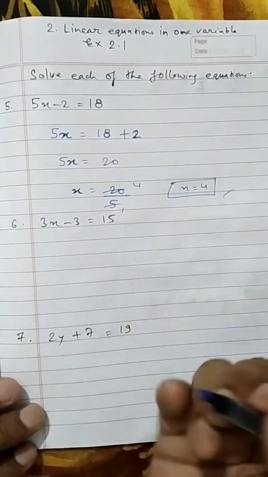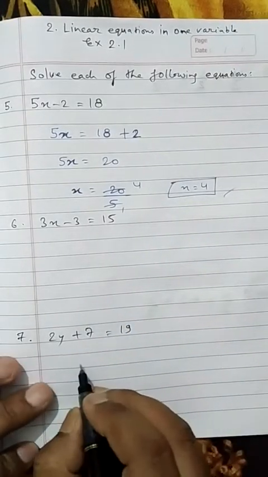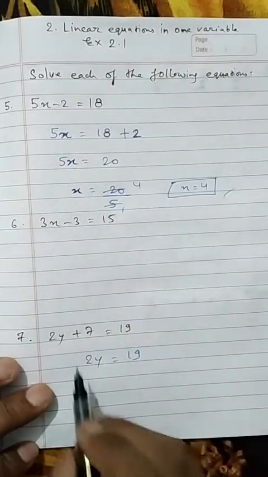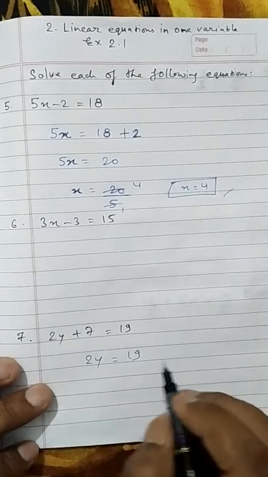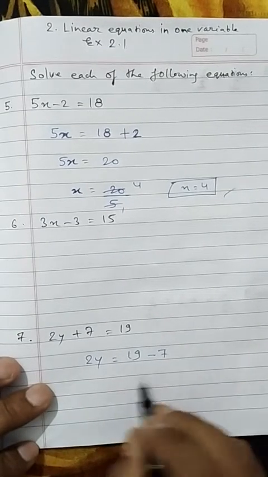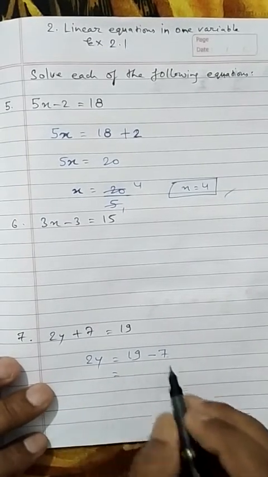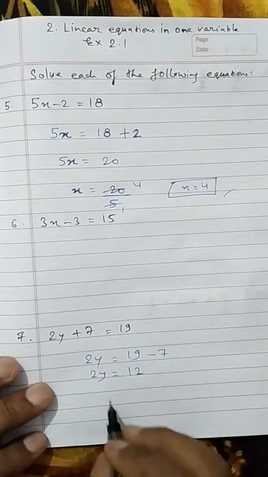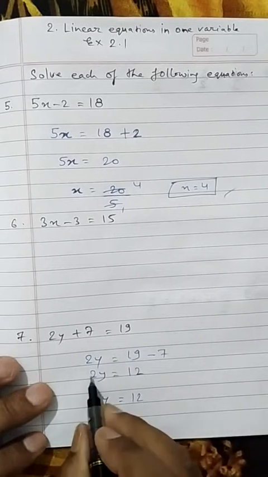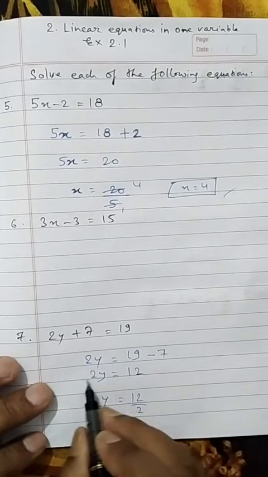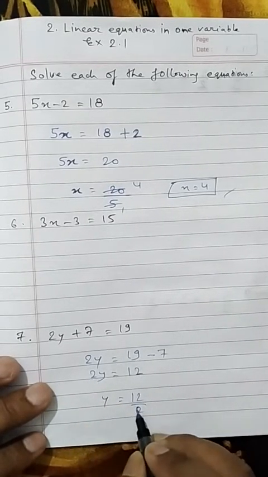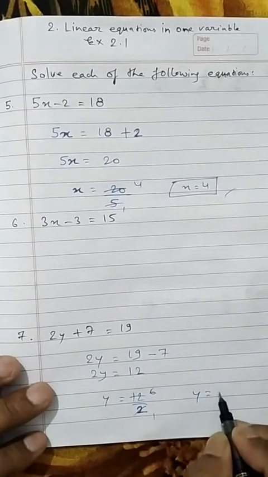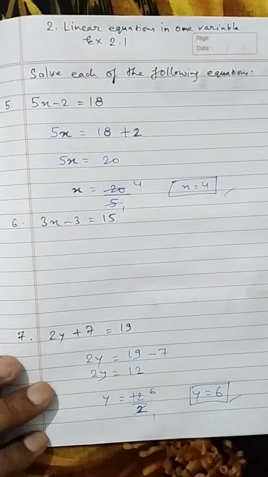Out of these two questions, I am going to solve this one. So as I have done here, this plus 7 will go to the right side and changes its sign. It becomes negative 7. 19 minus 7 gives you 12. So 2y is equal to 12. Now this 2 will come down because there is a multiplication relation, and on the other side it will divide 12. 2 ones are 2, 2 sixes are 12. So the answer is y is equal to 6.